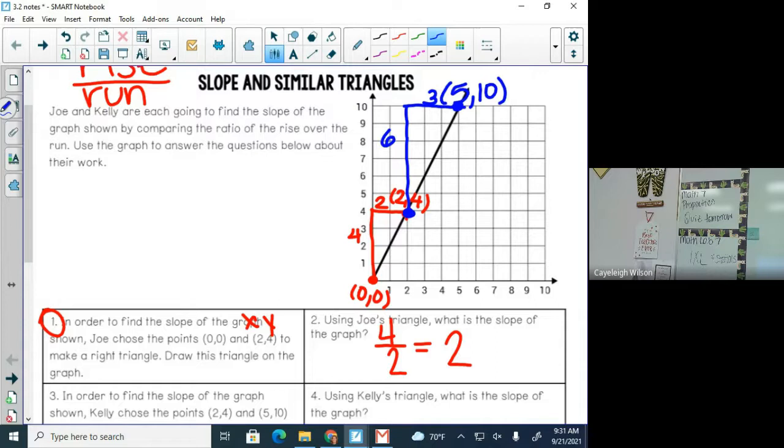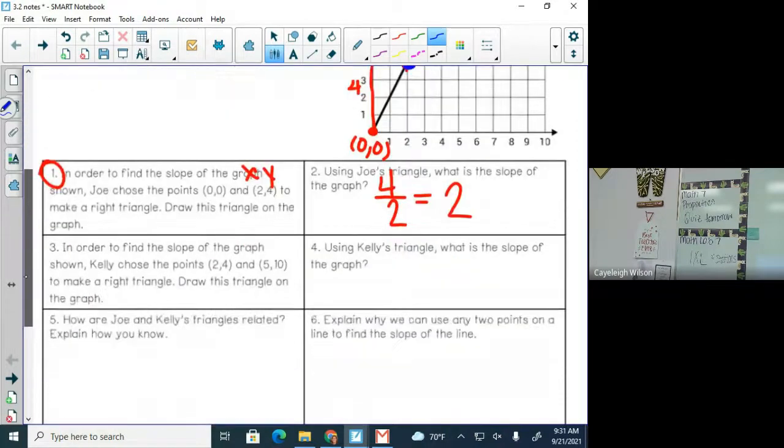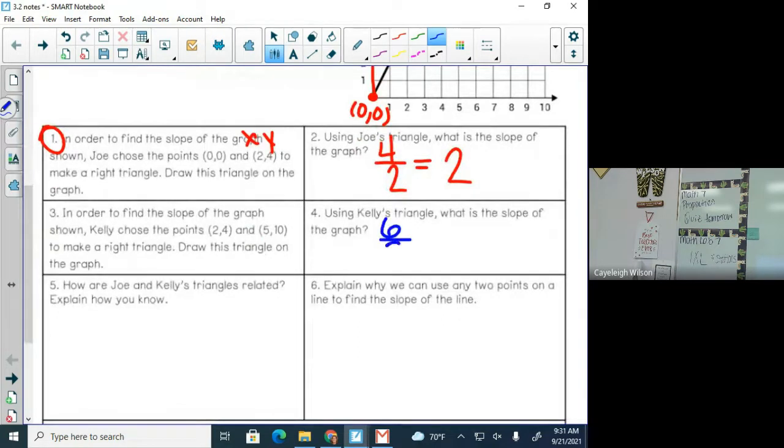All right, so it says, using Kelly's triangle, what is the slope of the graph? Well, how much did we rise for Kelly's? And how much did we run? 3. So we did 6 over 3. Well, what is 6 over 3? 2.